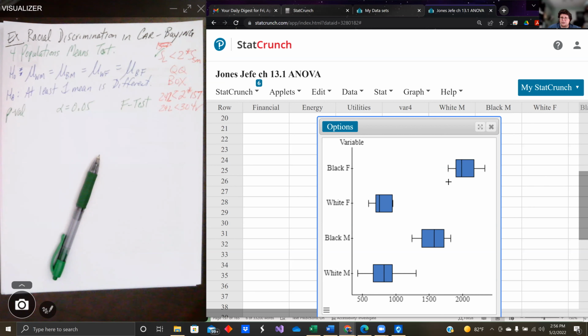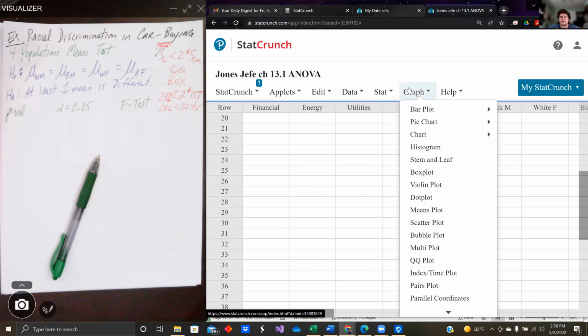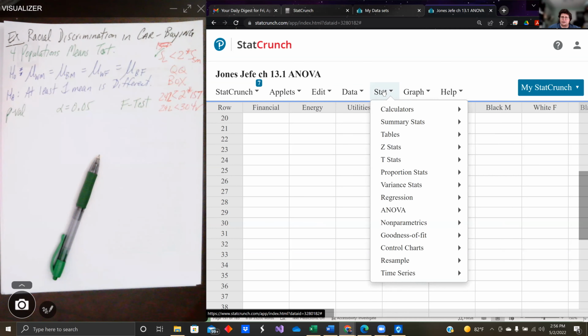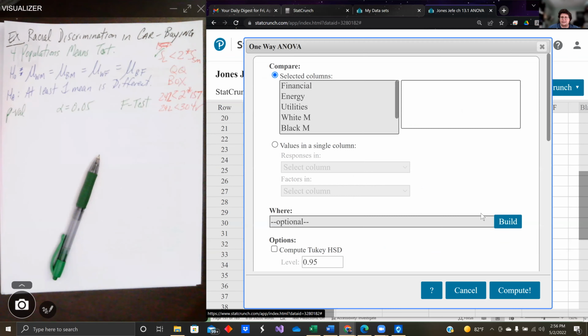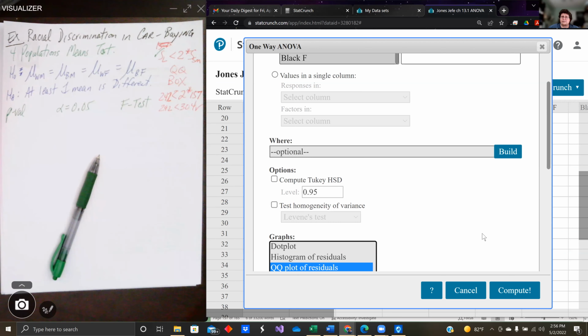But I don't want to just look at the groups. I want some statistical significance. Let's see our stats, ANOVA one-way test, and we'll click on that QQ plot and see how it looks. I'm going to select my 4 columns, and I'll do the QQ plot of residuals.